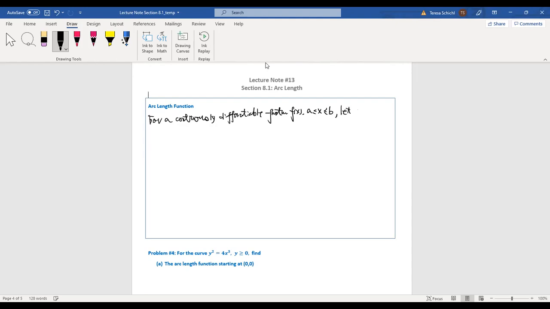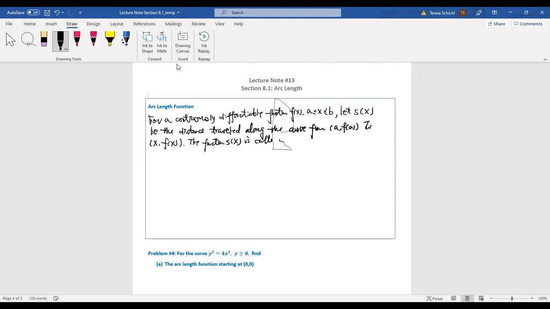Then I let s of x be the distance traveled along this function, along the curve, from the starting point a, f of a, to the point x, f of x. That is how I define the general function. This function s of x is called the arc length function.